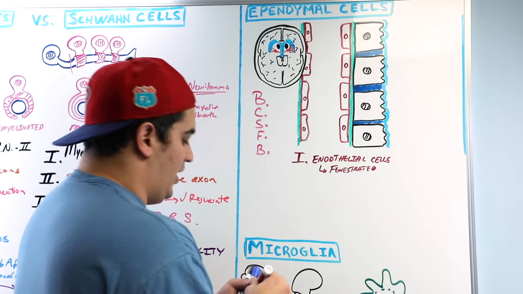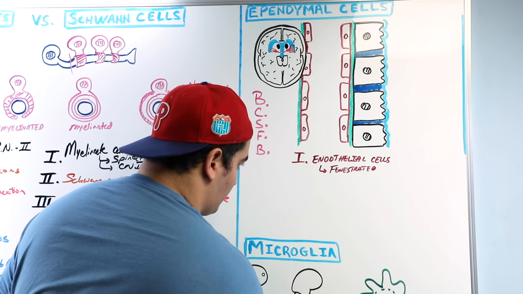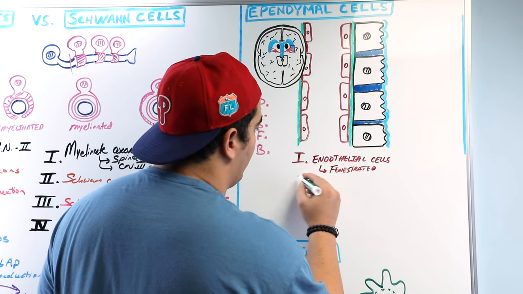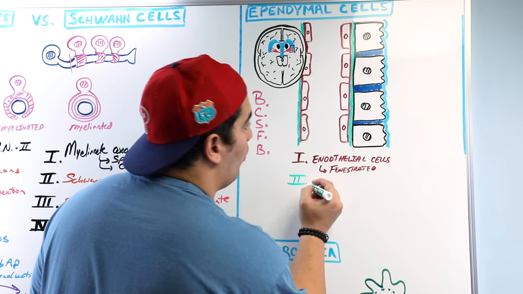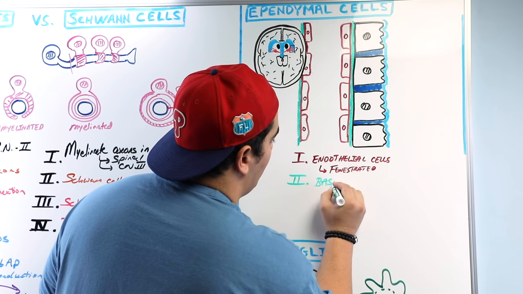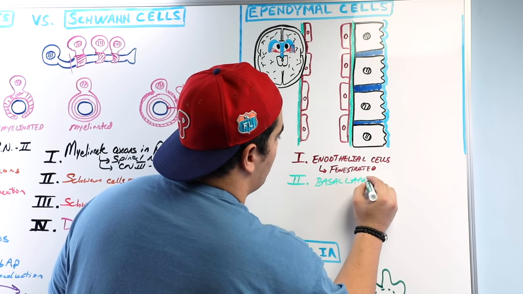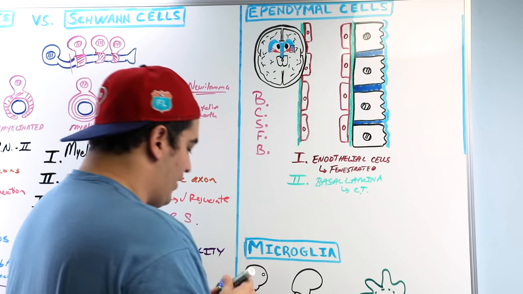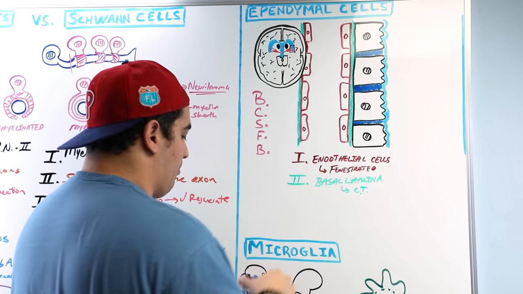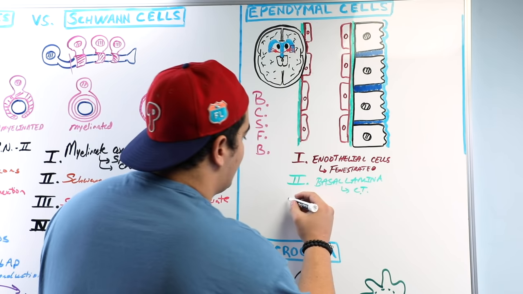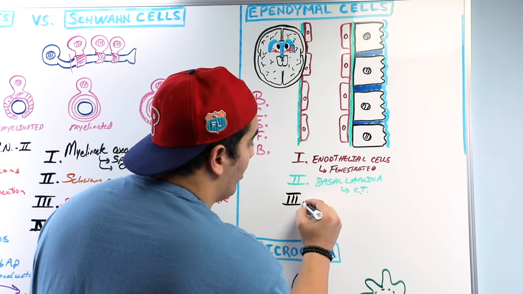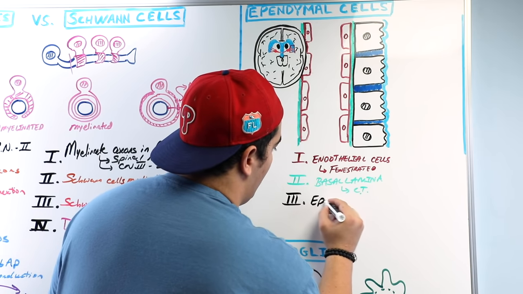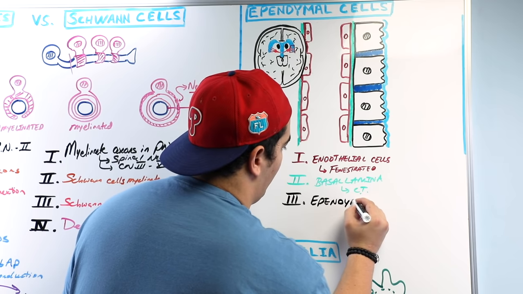The second thing that you need to know is the green layer there. That green layer there, right after the endothelial cells, is called what? That is called your basal lamina. And again, your basal lamina is just basically connective tissue. That's all it is. And then the last layer here is going to be these black cells here. And these black cells are going to be your cuboidal cells, but specifically which one? The ependymal cells.